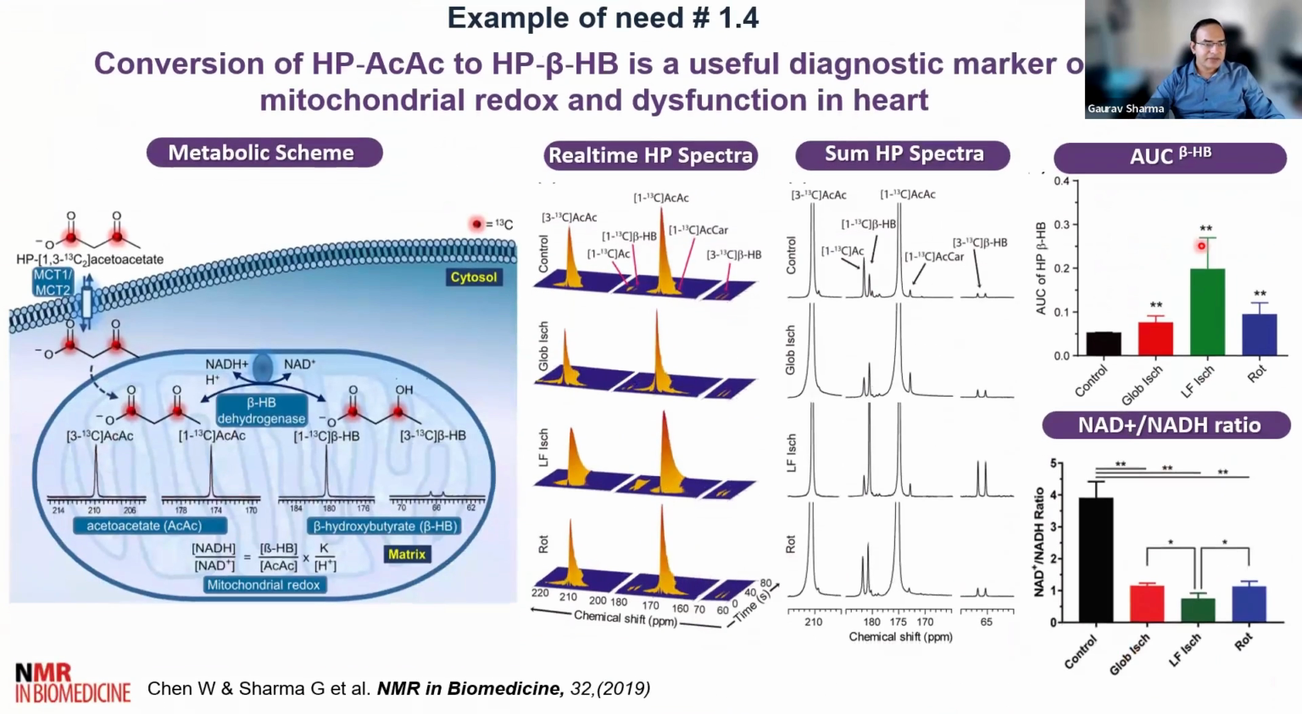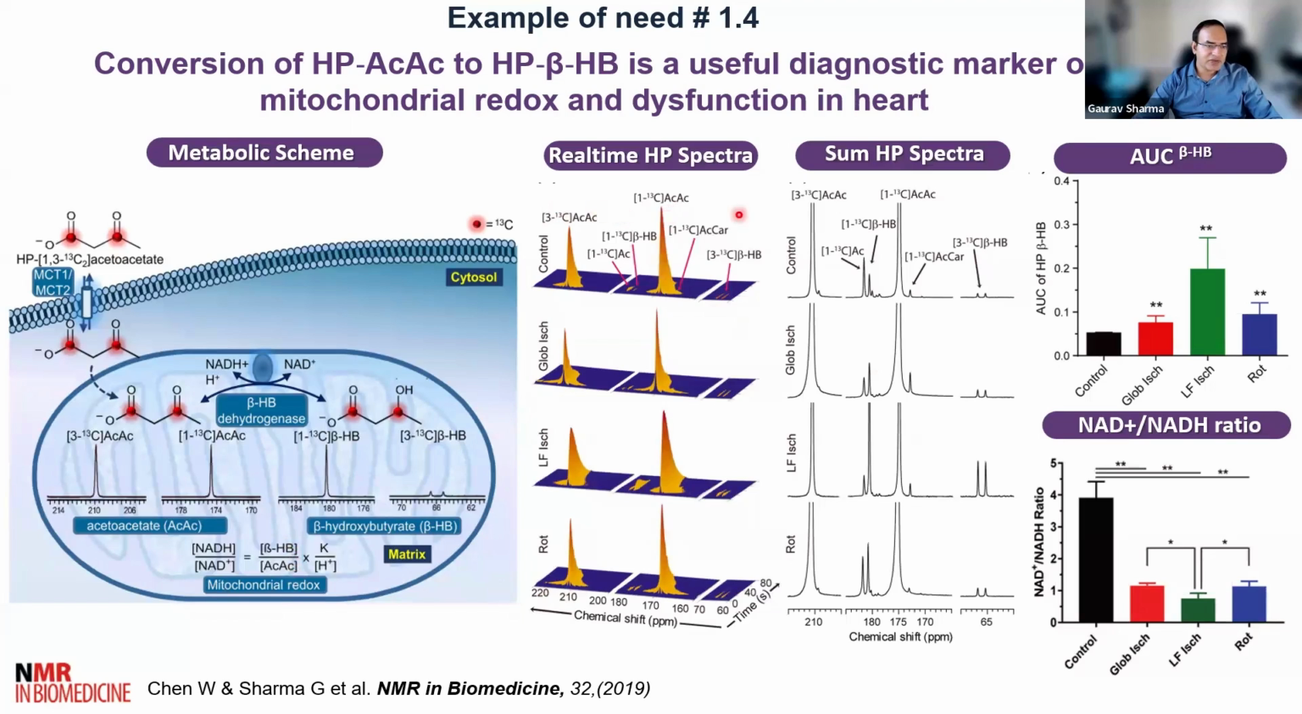So here is an example where we are going to show how we imaged redox. This is carbon-13 magnetic resonance spectroscopy. Basically, the conversion of acetoacetate to beta hydroxybutyrate is considered an equation for the mitochondrial redox, and this is catalyzed by the enzyme called beta hydroxybutyrate dehydrogenase. By this equation, the mitochondrial redox is calculated as the ratio of beta hydroxybutyrate to acetoacetate.